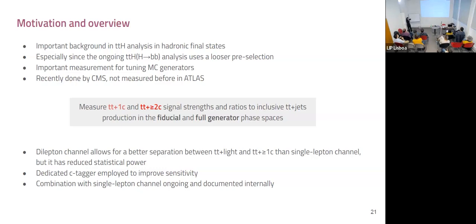My work concerned specifically the dilepton channel. This channel allows for a better separation between TT light and TTC because it does not have C jets coming from the decay of the W boson. And this is something that happens in the single lepton channel, so it's harder to disentangle pure TT bar plus C jets. Of course, dilepton has a reduced statistical power, and this is exactly why we are now working on the combination with the single lepton channel. We developed a dedicated C-tagging algorithm to improve the sensitivity of the analysis. And as I said, we are doing the combination and the documentation exists only internally at the moment.